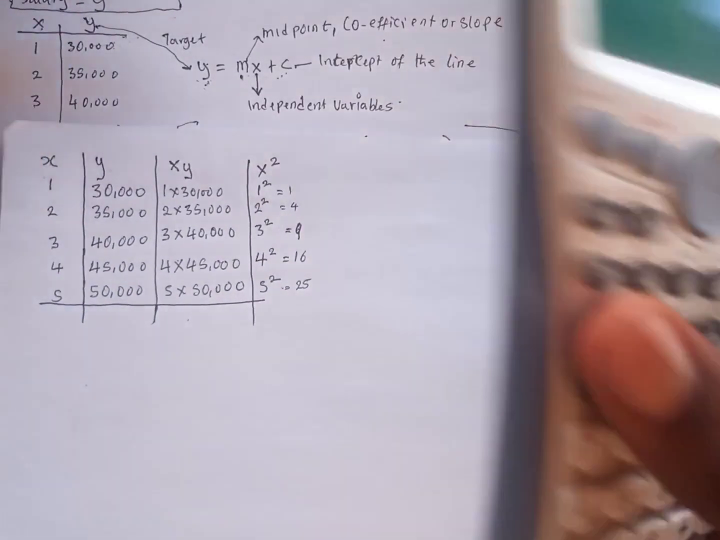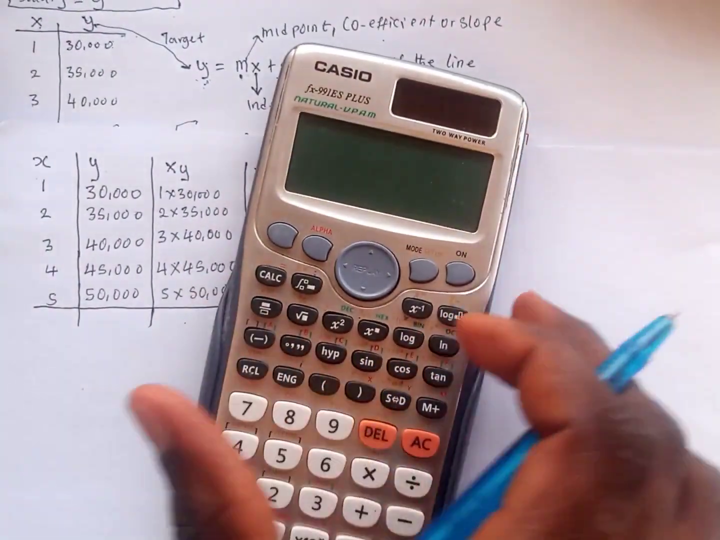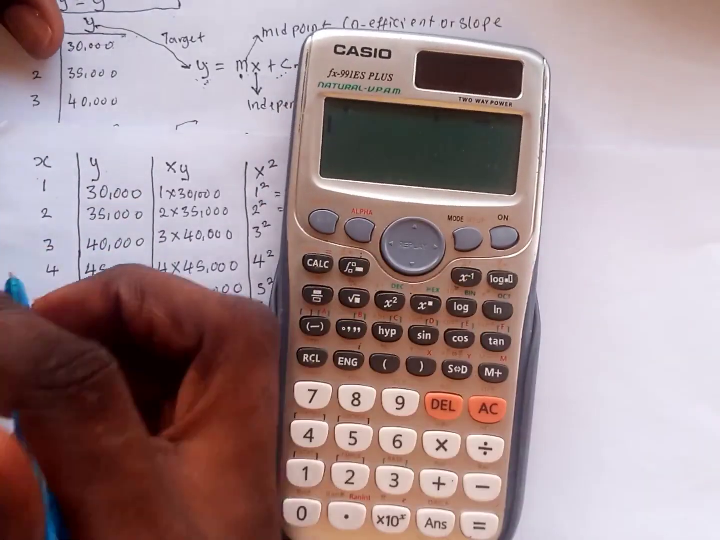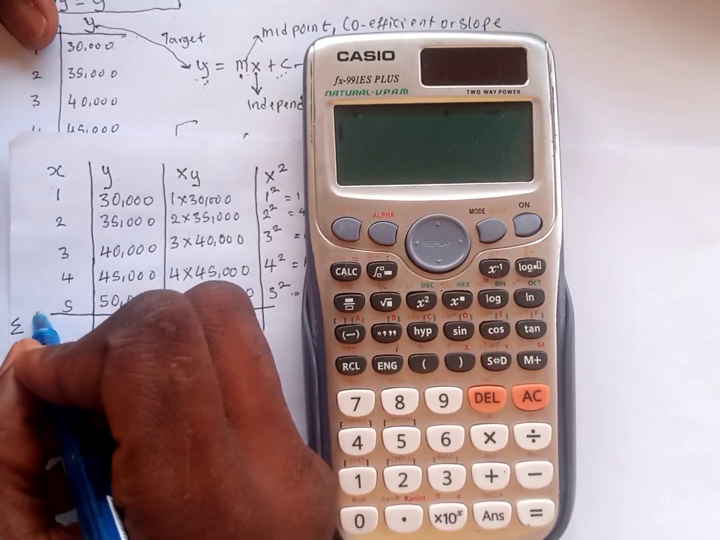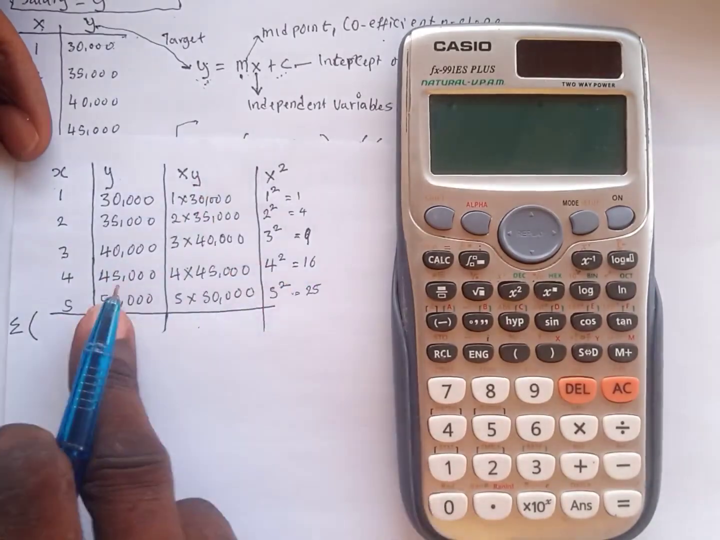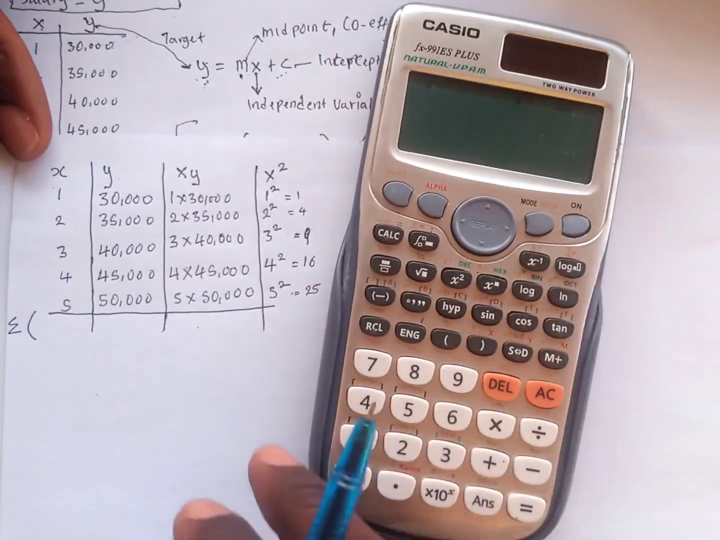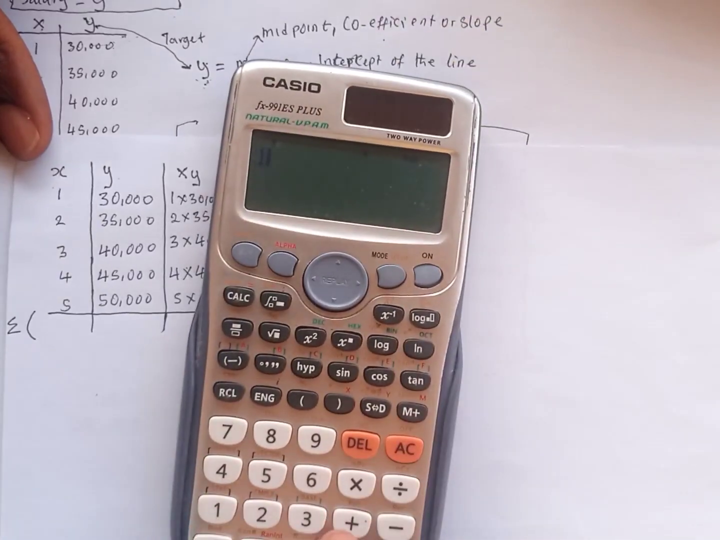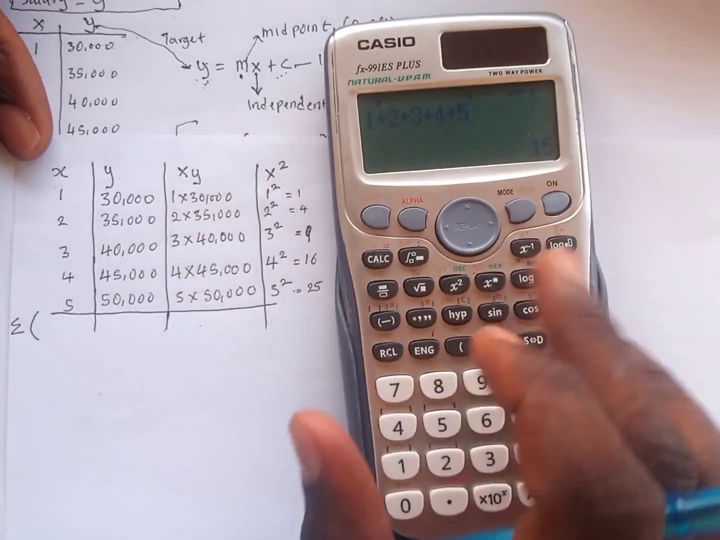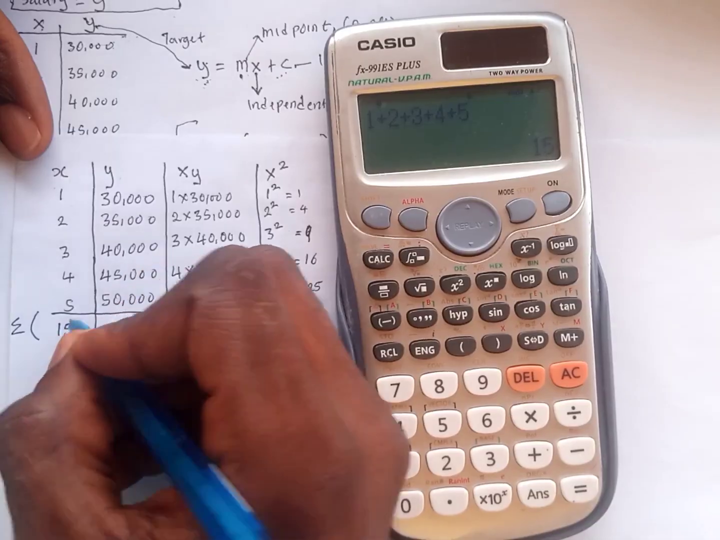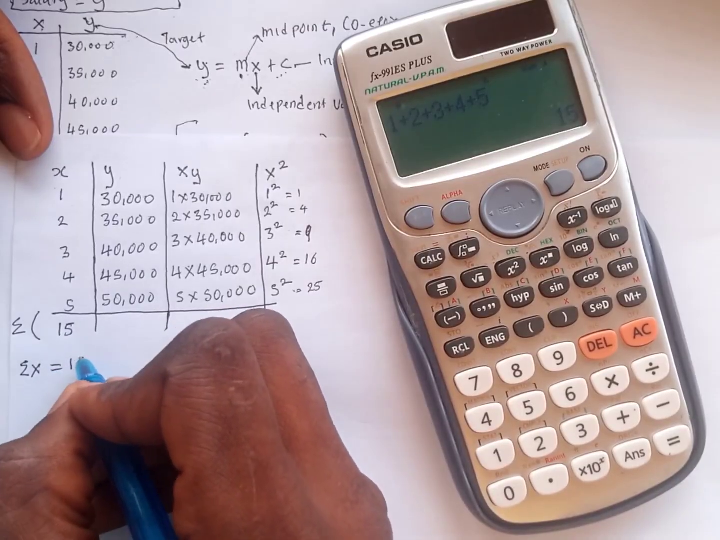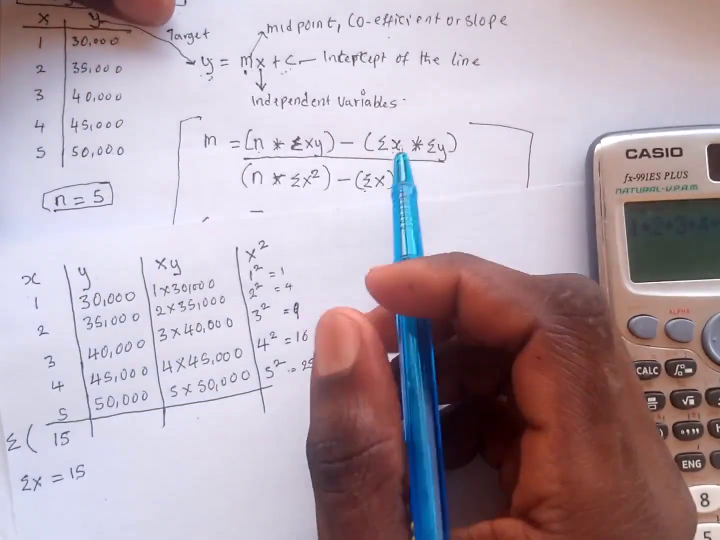So if we do this with our calculator, for the summation of x, let's just put the summation here. Now we are going to sum everything that is here to get our answer down here. So 1 plus 2 plus 3 plus 4 plus 5, we'll have 15. So we now have the summation of x equals 15.